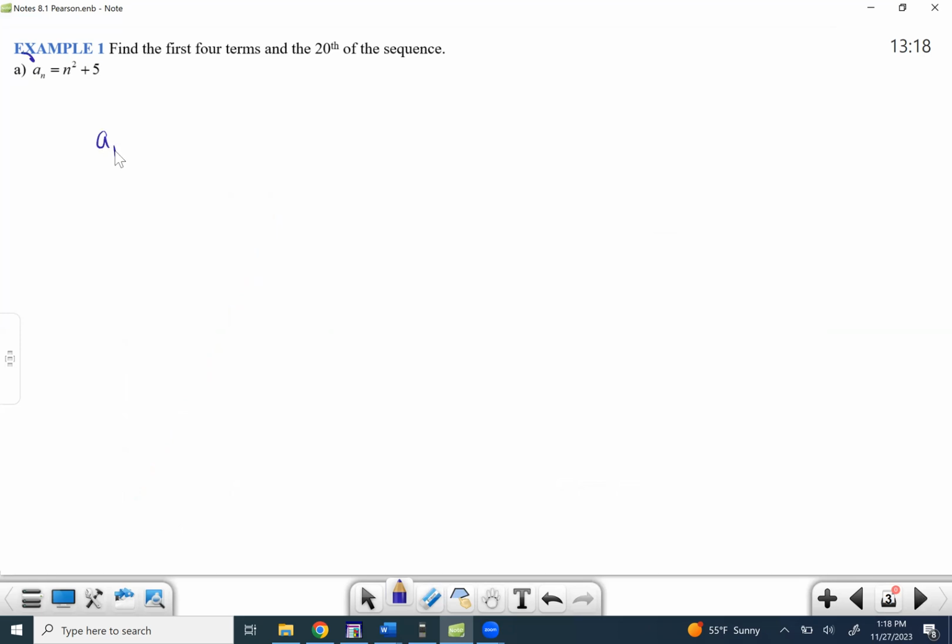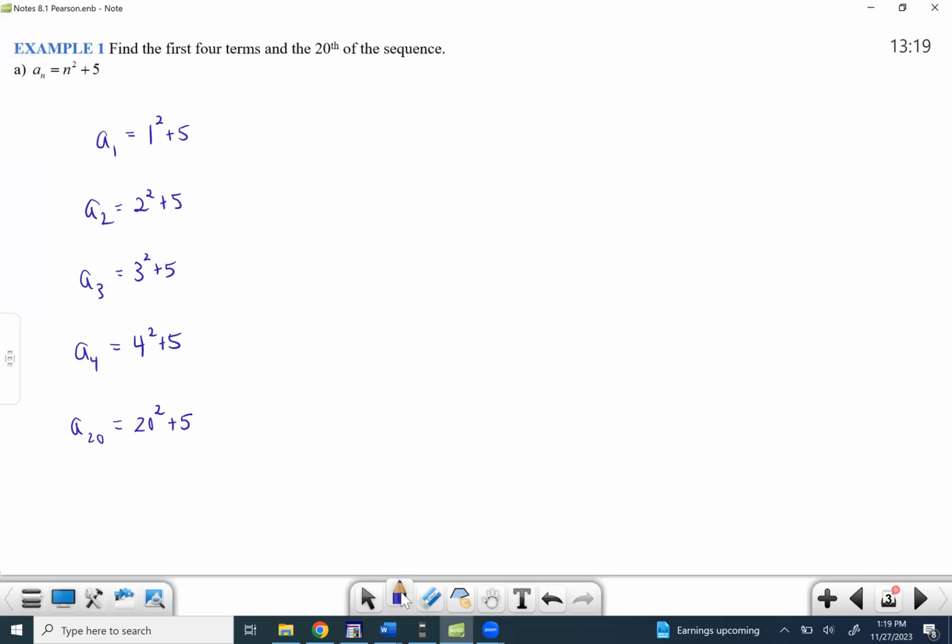So we have to find the first term, which means we're going to substitute in a 1. We have to find the second term. So we're going to substitute in a 2. The third. The fourth. And the 20th. We're just plugging in 20 to show you that when you have a formula like this, an explicit formula, it's so easy to get any term somewhere down the line.